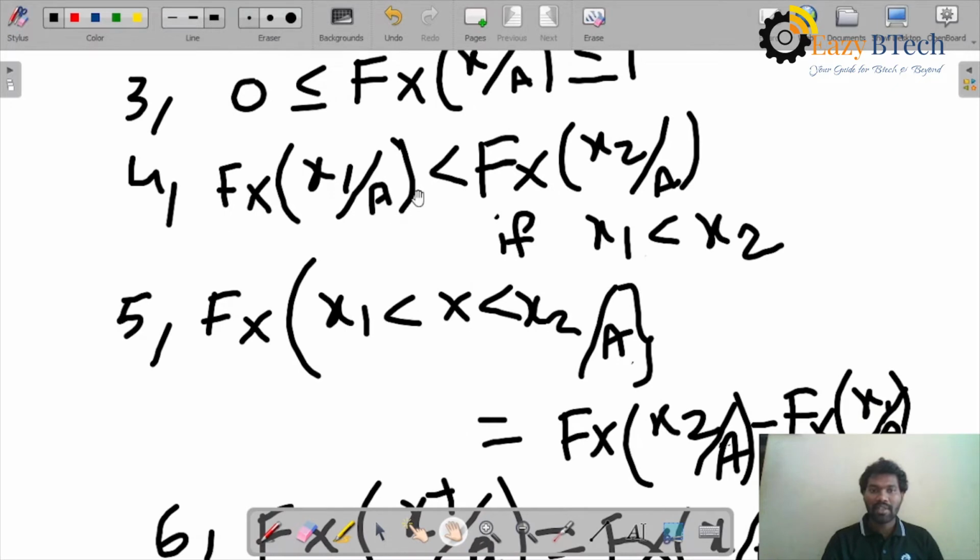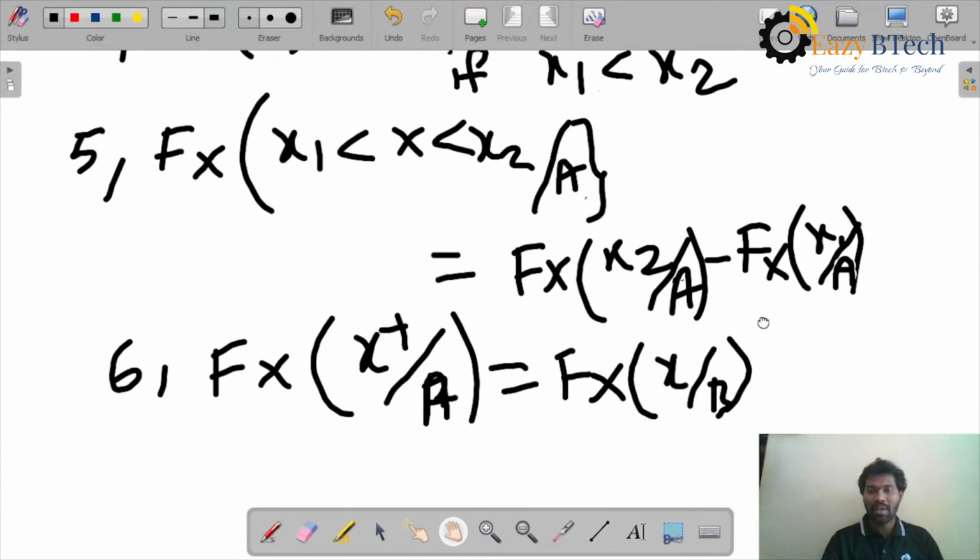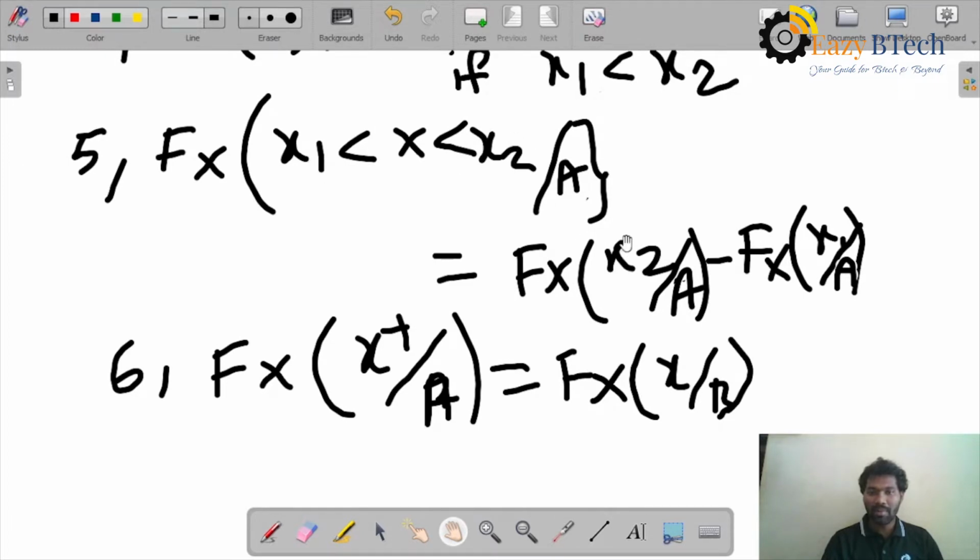Similarly, Fx(x1 | A) is less than Fx(x2 | A) if x1 is less than x2. The fifth one is Fx(x1 < X ≤ x2 | A) equal to Fx(x2 | A) minus Fx(x1 | A), upper number minus lower number, or upper distribution minus lower distribution. Means upper number is here, Fx(x2 | A) minus Fx(x1 | A). And the final one, the sixth one, is Fx(x+ | A) equal to Fx(x | B).